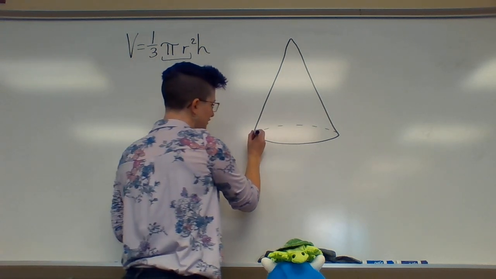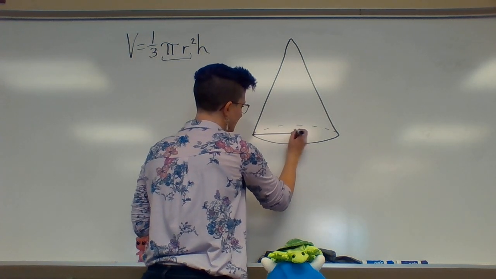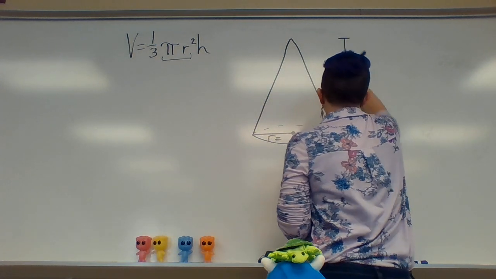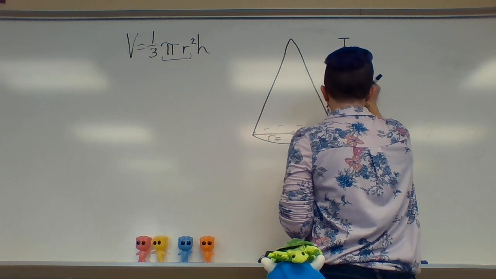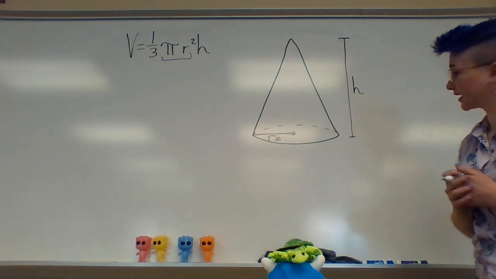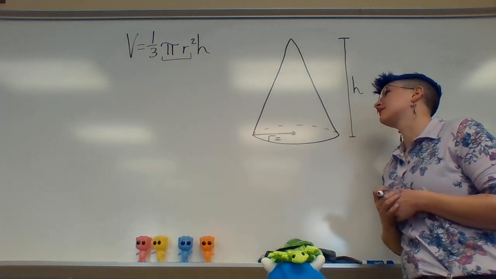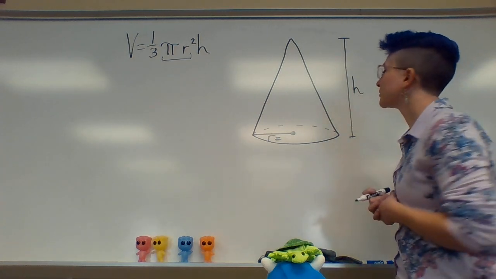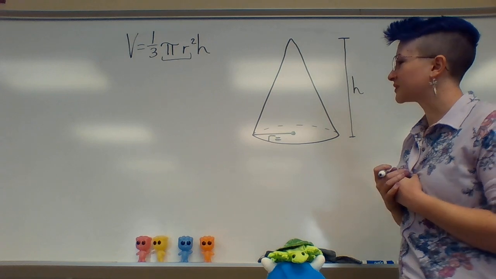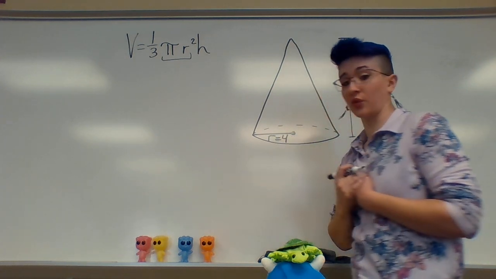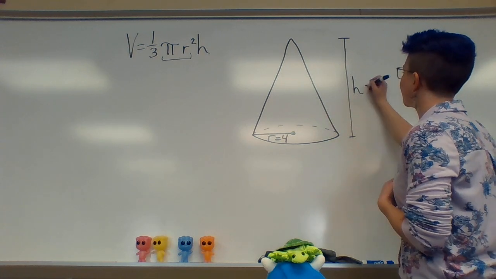Same as on the sphere, you start at the end, you go to the middle. That's our radius. And the same as on the pyramid, top to bottom, that's height. Okay? So let's say that my radius is, I don't want to get too horrible, but I'm tired of using 3s. So let's say our radius is 4. We'll say our height equals 6.